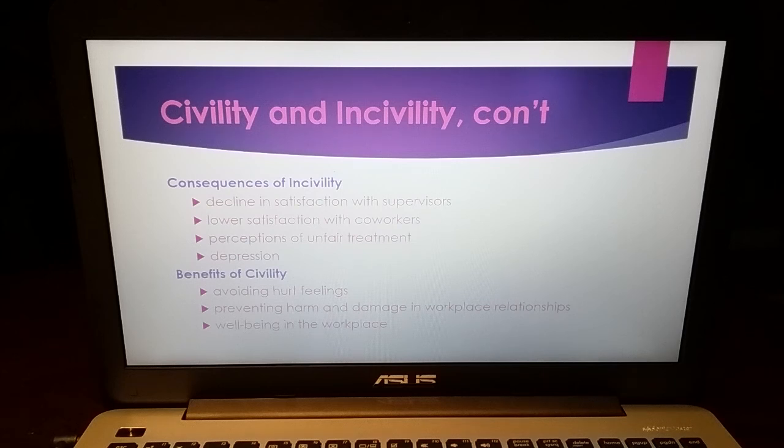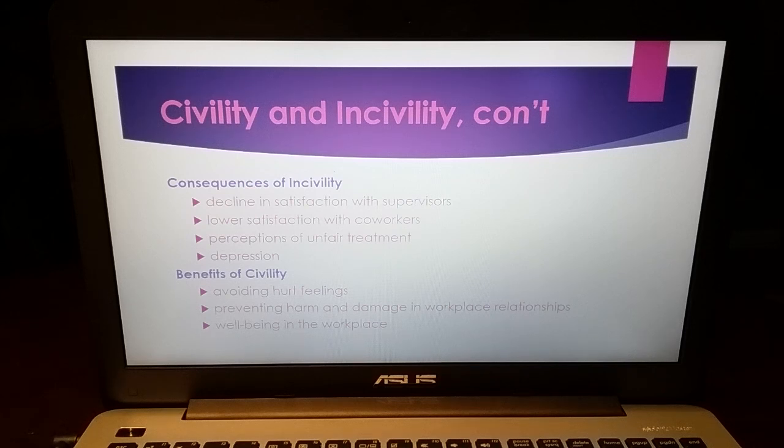So you become dissatisfied with your supervisors, or if that's who's providing the negativity, incivility, a coworker. There might be some perceptions of unfair treatment if someone is nasty to you but nice to other people, or nice to you and nasty to others. Sometimes you learn more about people by how they treat others than about how they treat you. And then civility, of course, there's many benefits.